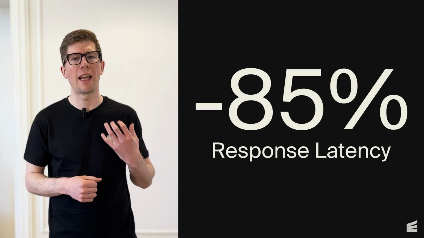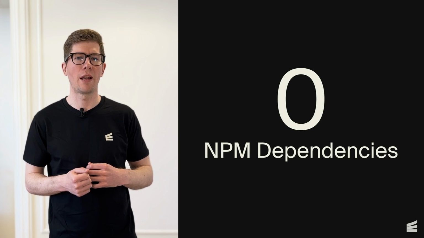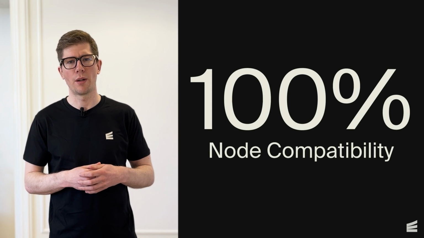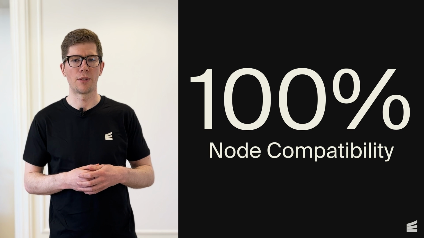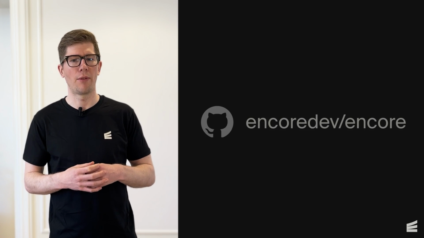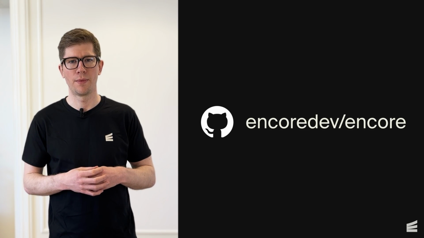This leads to a massive performance increase over standard Node, increasing throughput by 7x and reducing response latency by up to 85%. And what's really cool is Encore has 0 NPM dependencies, which improves security and speeds up builds and application startup times. And unlike tools like Bun and Deno, it's 100% compatible with the Node.js ecosystem. And of course, everything we've looked at is open source. Now, let's take a look at Encore's cloud DevOps automation.